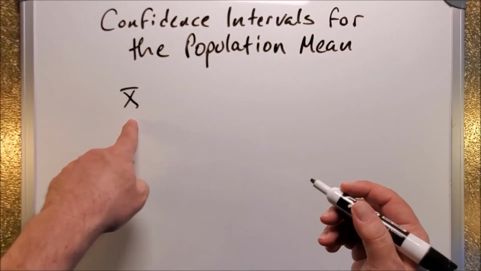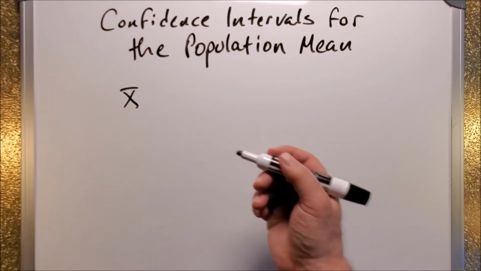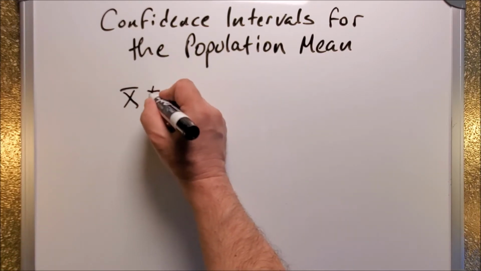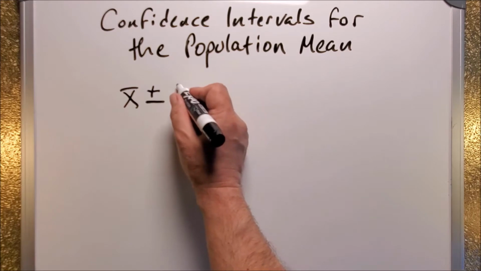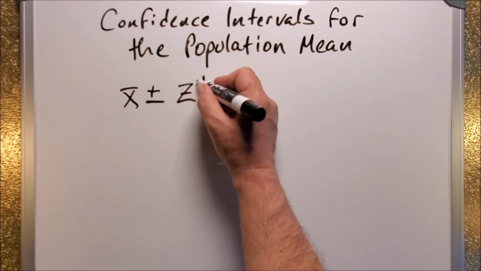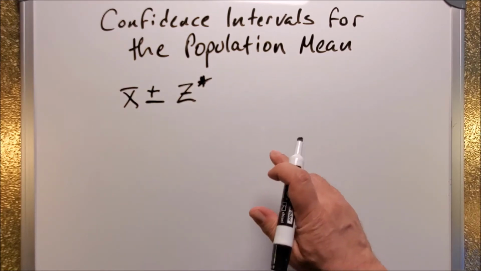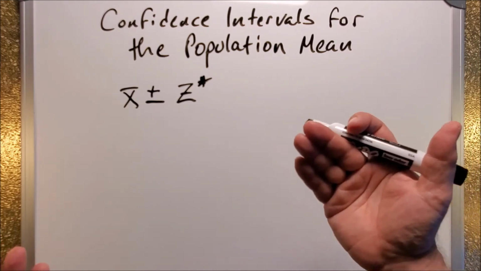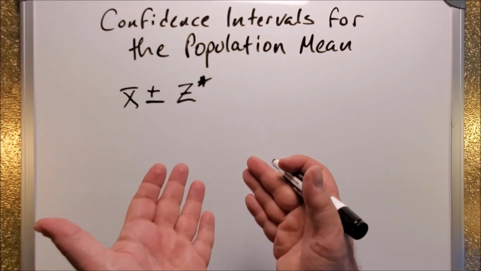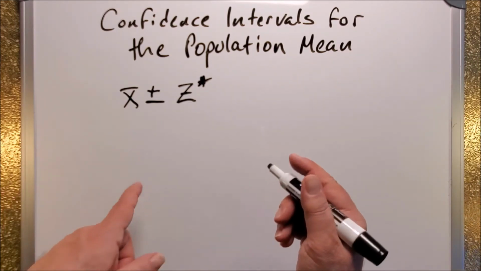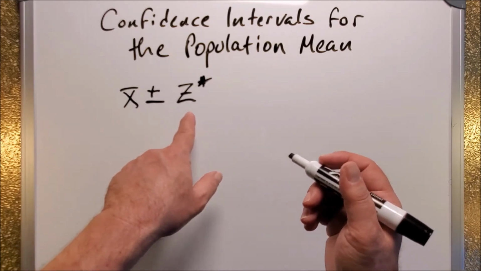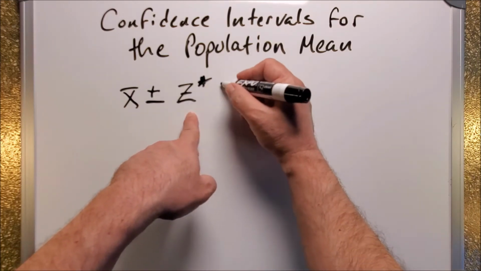So in doing this, you're going to take your sample mean and you're going to add and subtract the appropriate number of z's based on the confidence level you want. For example, our default value is 95%, and in that case you're going to use 1.96. You can add and subtract the appropriate z for your confidence level.